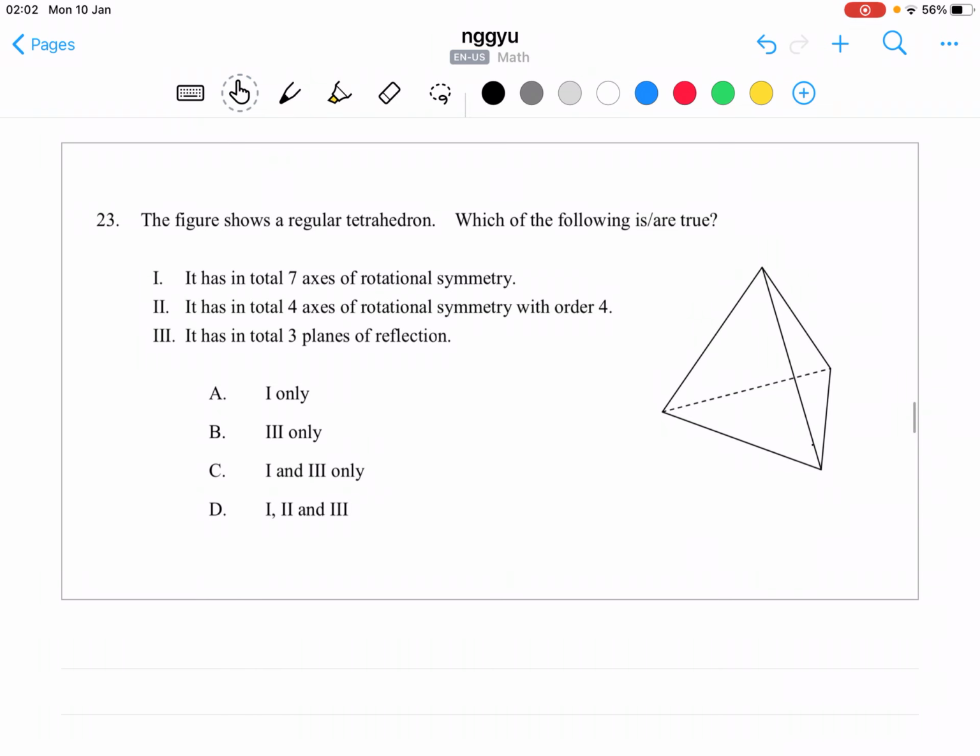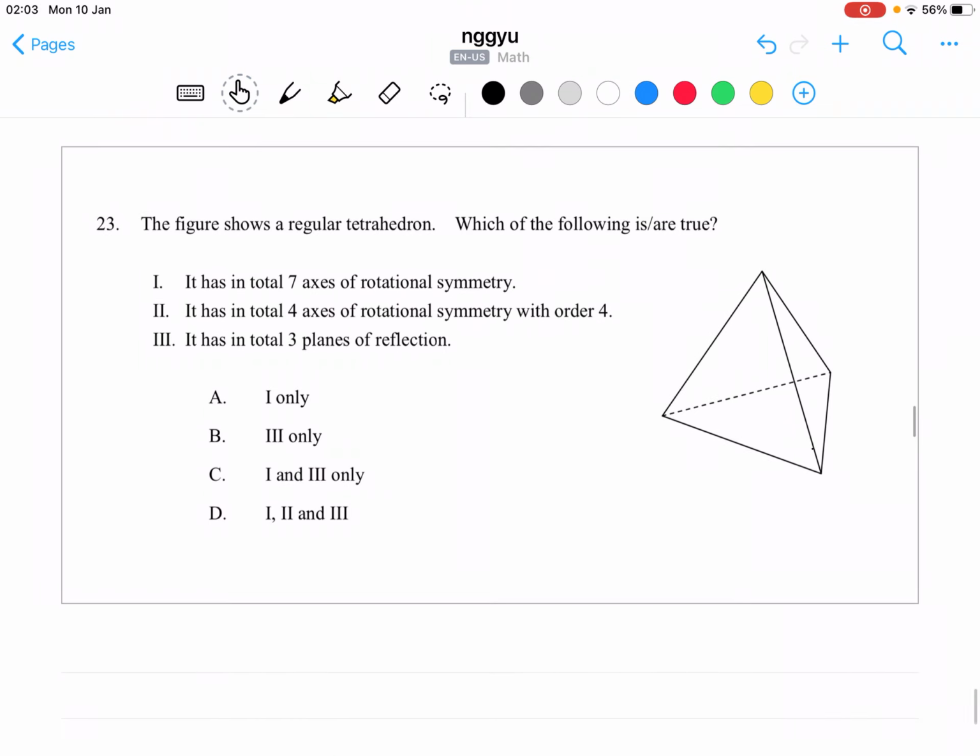Okay, so we'll check 1 and 2 together since they are both about rotational symmetries. The first kind of rotational symmetry would be passing through the vertex and then coming out from the face opposite of the vertex of the tetrahedron. Okay, how many of this kind of rotational symmetry are there in a tetrahedron?